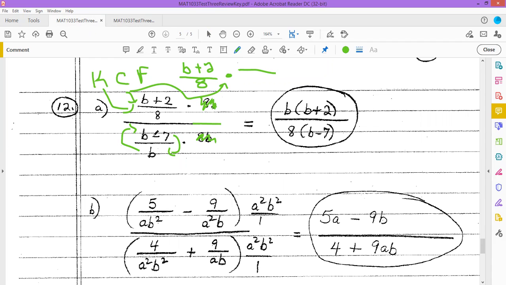So when we flip the bottom fraction, b moves to the numerator and b minus 7 moves to the denominator. So that leaves us in the numerator with b times b plus 2 divided by, in the denominator, 8 times b minus 7. Okay, so that's where this answer comes from.